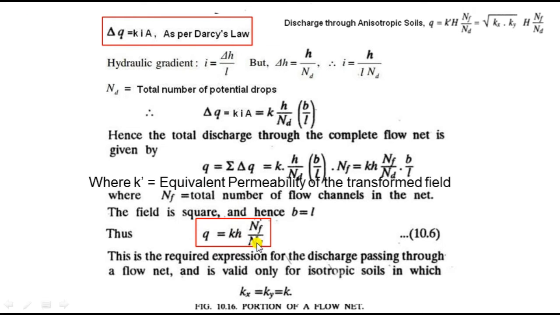So K H NF upon ND. Q is equal to K H NF upon ND. Because B is equal to L and L is equal to B, we can remove this term. This is the required expression for the discharge passing through the flow net, and it is valid only for isotropic soil, in which Kx, Ky and K, meaning permeability in all directions, are the same.